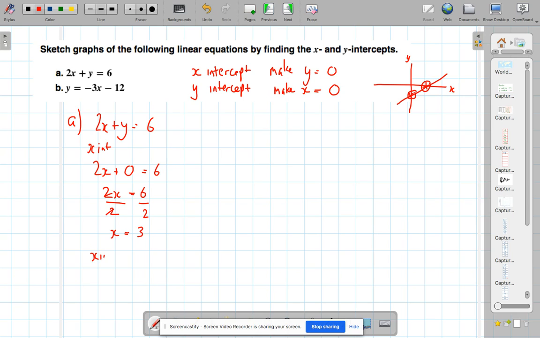So the X-intercept is 3 on the x-axis, 0 on the y-axis. So X-intercepts are always expressed with a number, comma, 0. Okay, let's find the Y-intercept. To find the Y-intercept, we make x equal 0. 2 times 0 plus y equals 6. 2 times 0 is 0, so we're simply left with y equals 6. 6 is the Y-intercept, and we express that with 0 across on the x-axis, 6 on the y-axis. So Y-intercepts always have a 0, followed by a comma, followed by the Y-intercept.